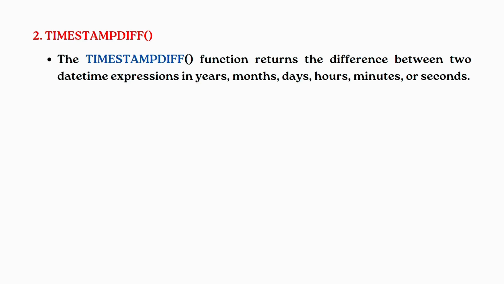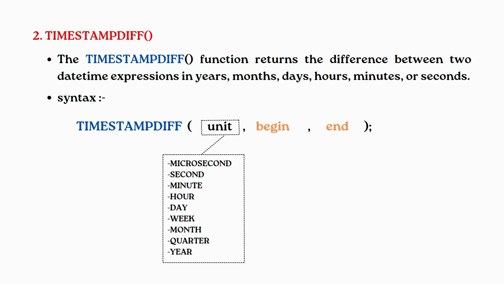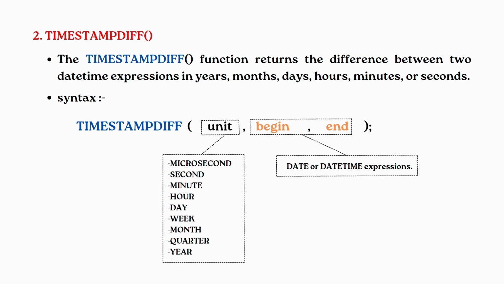Next date function is timestamp difference. This function returns the difference between two datetime expressions in the format of the unit mentioned. The syntax for this method contains three arguments where the unit argument determines the unit of the result, and the following are the valid units which we can pass in this function based on our requirement. Begin and end argument can be any date or datetime expression.